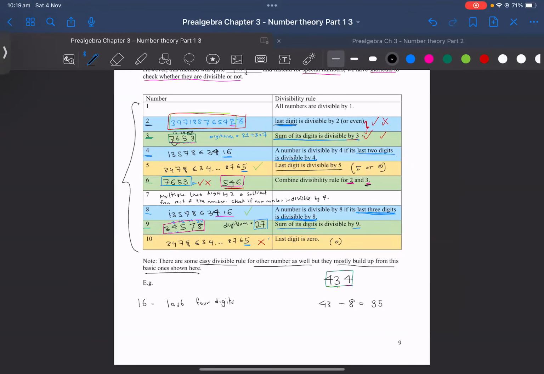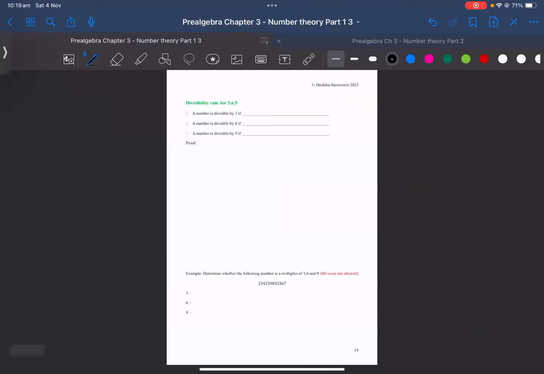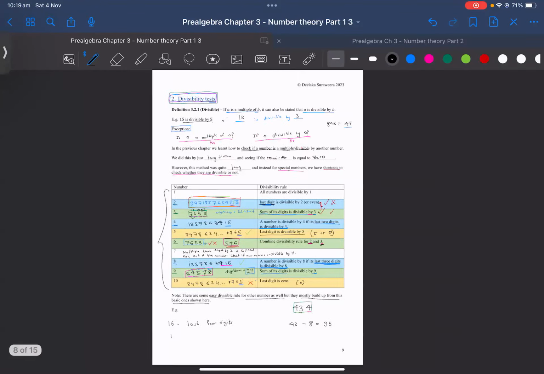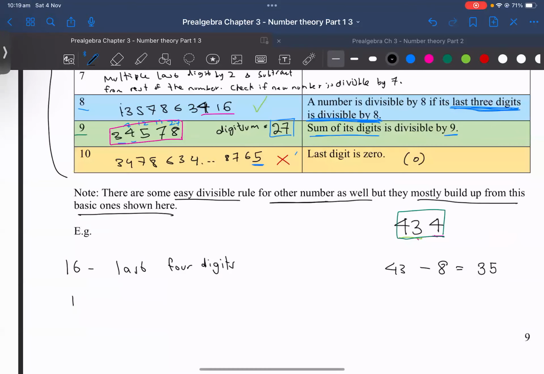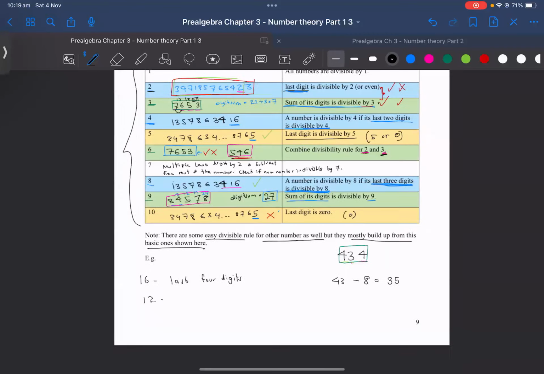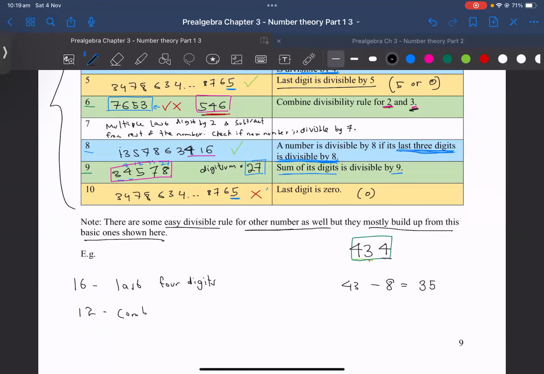There's also 18. Actually, wait, 18 I think was in a question, so let's not do 18 because that's a question for you guys to do on your own. If I asked you for 12, do you know what that is? Twelve would just be combining the divisibility rules of 2 numbers. Which 2 numbers?